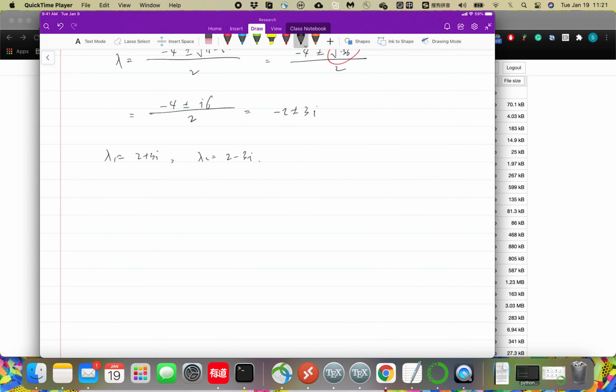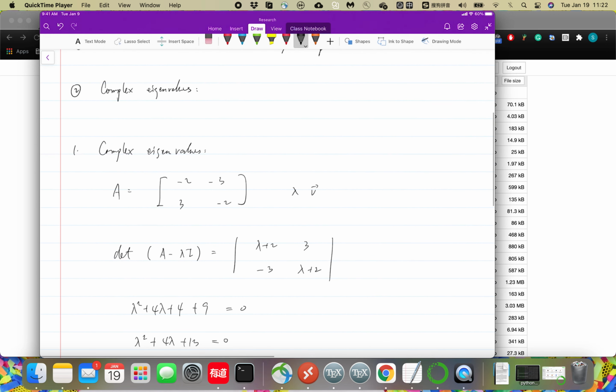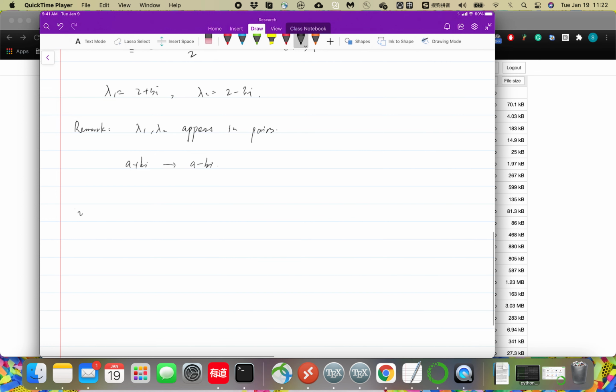So the first remark: lambda 1, lambda 2 appear in pairs. You will never have one complex value. You either have two, or maybe four, but you will never have an odd number, because automatically if a plus bi is a solution, then a minus bi is also a solution. They are conjugate to each other, so you do have two complex eigenvalues, and they have a certain kind of symmetric relationship. Okay, so that's the first thing we have. It's possible that we have eigenvalues which are complex.